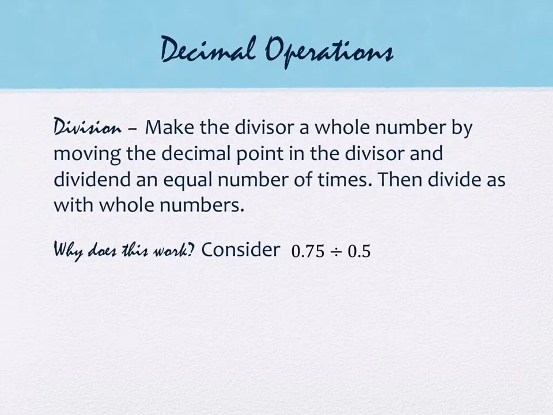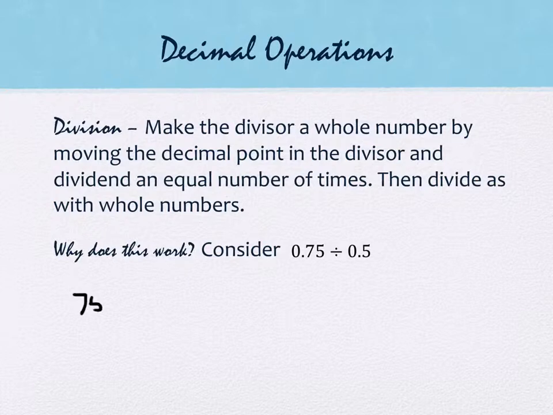All right, this is our last one like this, division. This process says that we're going to make the divisor a whole number by removing the decimal point in the divisor and the dividend an equal number of times. Then we're going to divide as with whole numbers. So what does that look like? Well, it looks something like this.